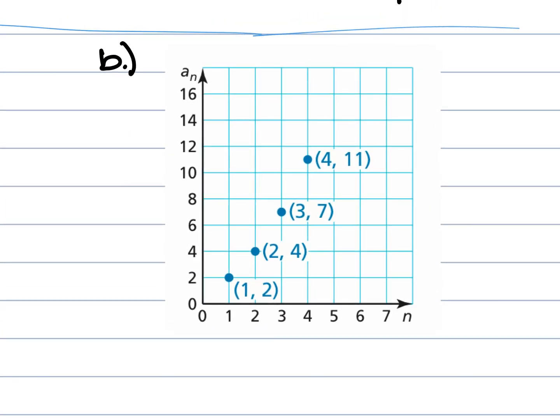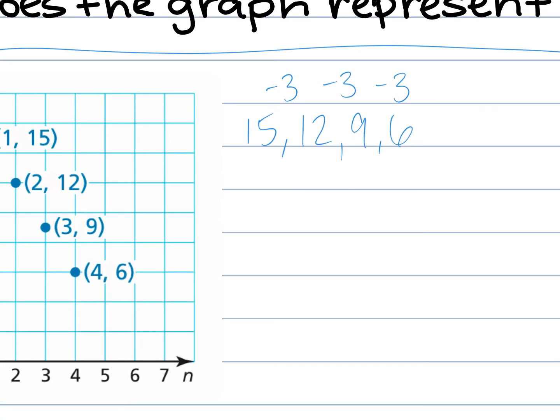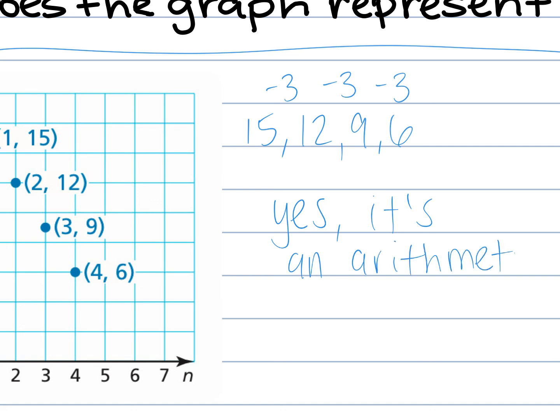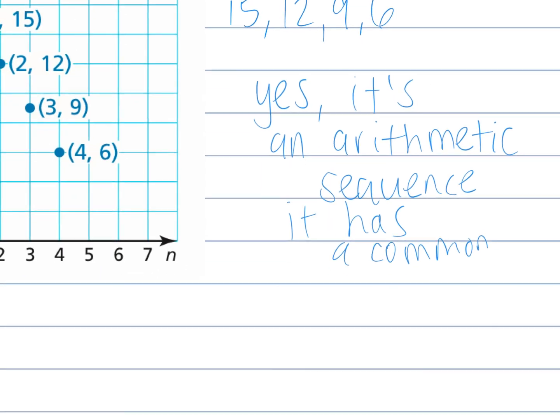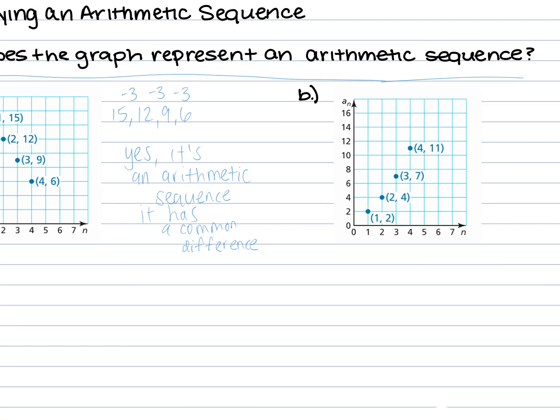Oh, wait. We didn't answer the question. Does this graph represent an arithmetic sequence? Yes, it's an arithmetic sequence. Now why? It has a common difference. Very good. What was the common difference here, Alfonso? It was negative 3. Okay? All right, let's look at B.